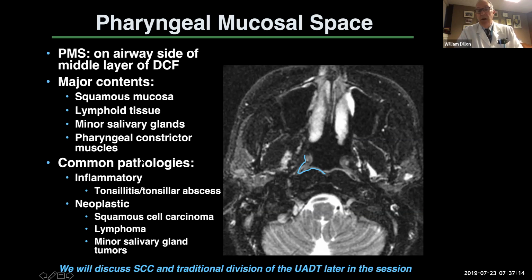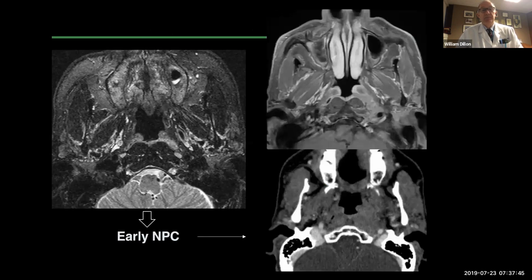And some of the common pathologies, of course, are inflammatory disease such as tonsillitis and tonsillar abscess. And of course, cancer. Squamous carcinoma occurs in the nasopharynx, usually in the fossa of Rosenmuller, right in this little crevice. Lymphoma can involve the nasopharynx and upper aerodigestive tract. And one can have tumors of the minor salivary glands that line the aerodigestive tract. And we'll discuss squamous cancer later in the session.